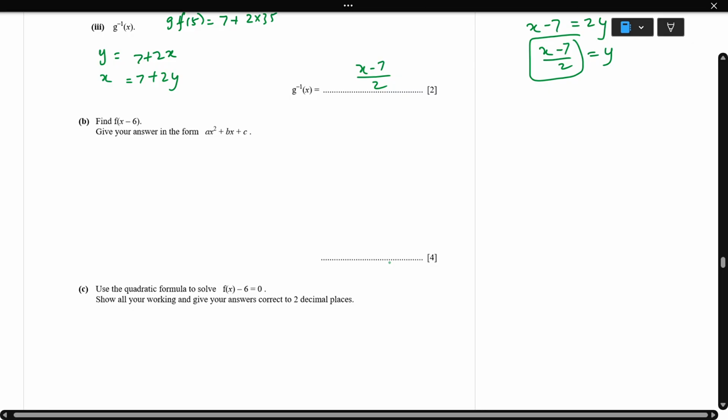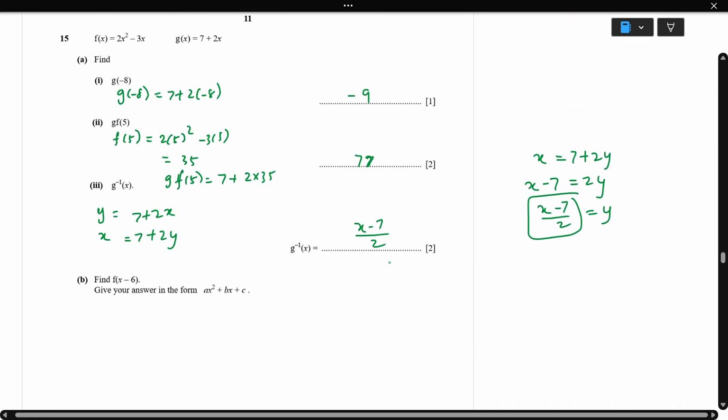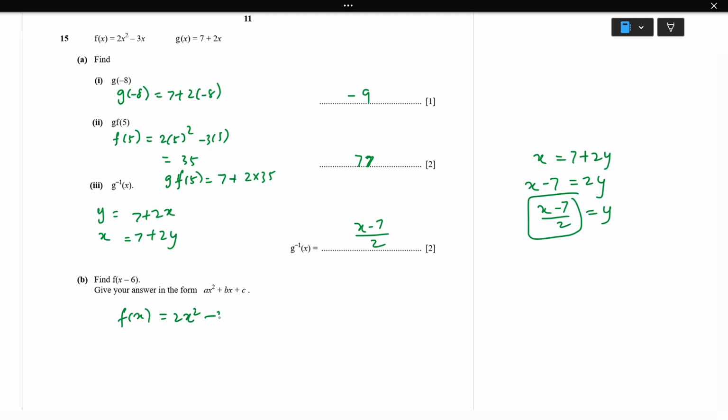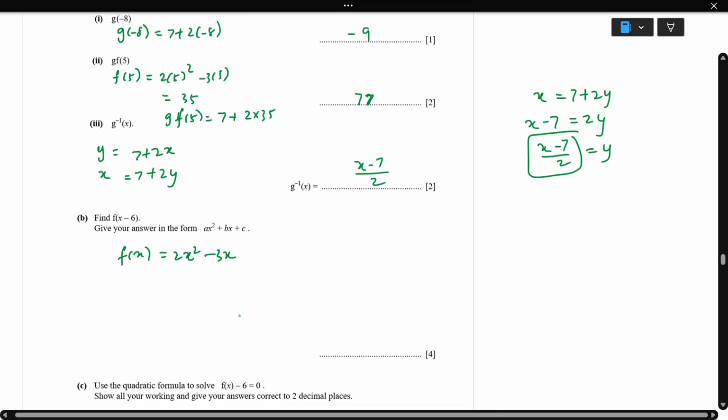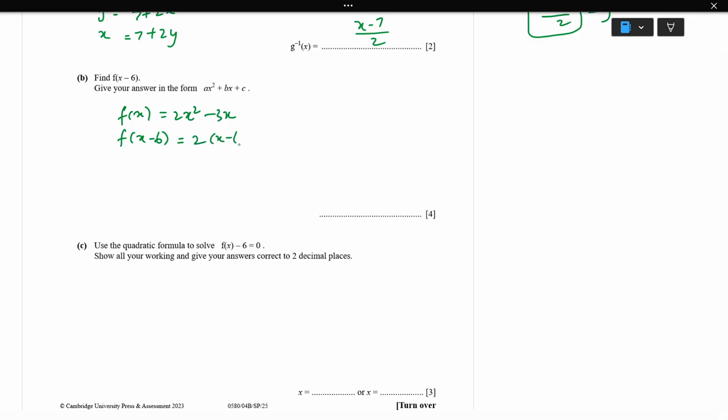The next question is: find f of x minus 6. Here f of x equals 2x squared minus 3x. So now find f of x minus 6. So f of x minus 6 equals 2 times (x minus 6) whole squared minus 3x.